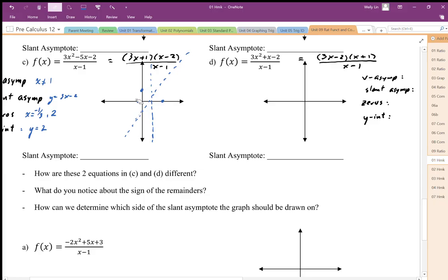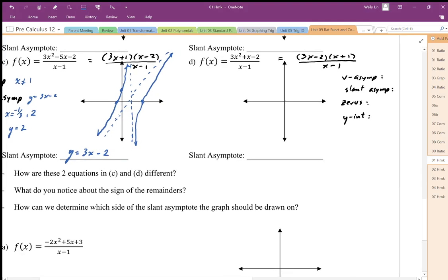I have a coordinate here, here, and here. So it has to follow the asymptotes. It's got to go through those coordinates. So it's going to look something like this. Going to follow those asymptotes, come through the coordinates, and follow the asymptote like that. And on this side here, it's going to follow the asymptote like this. It's going to go through the 0, and it's going to follow the asymptote. And so we're going to have a graph that looks like this. Okay, so the slant asymptote here, I'm just going to write it down, is y equals 3x minus 2.